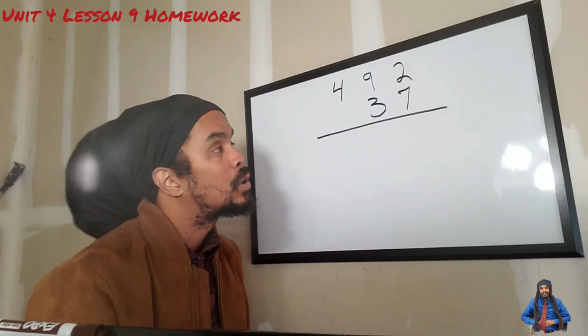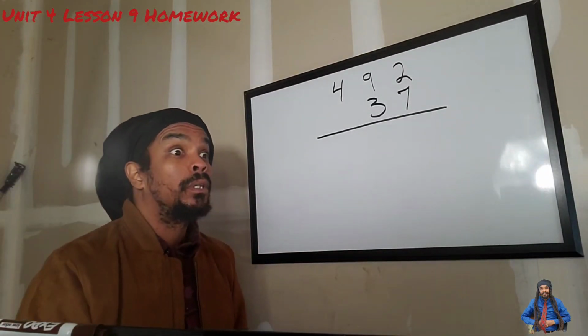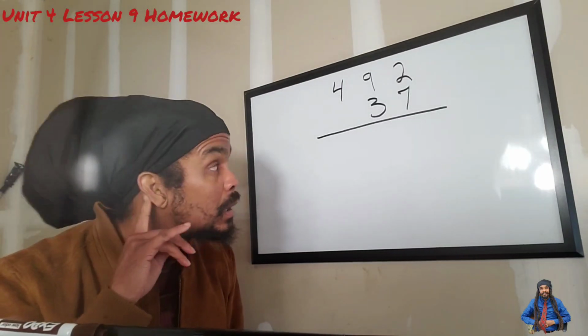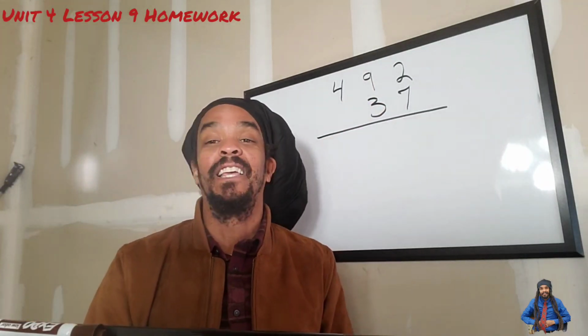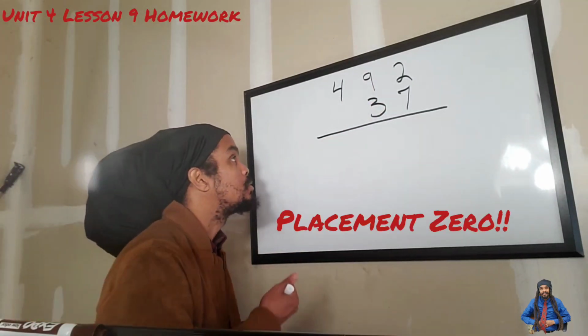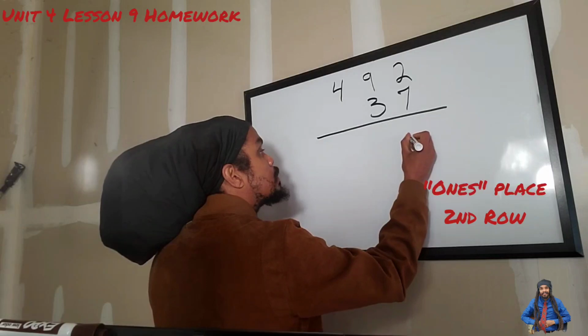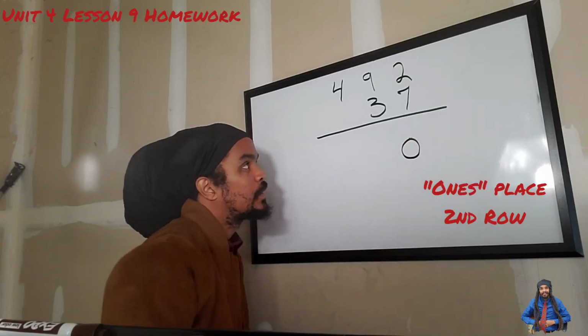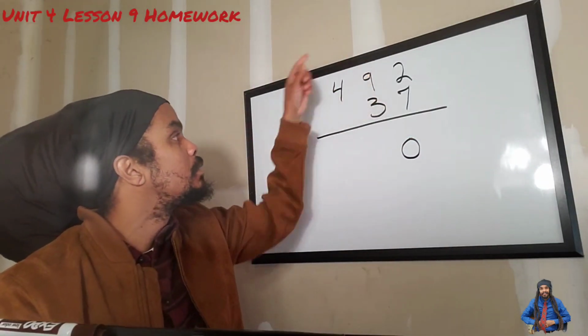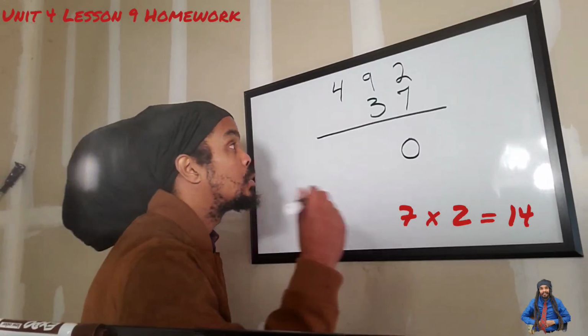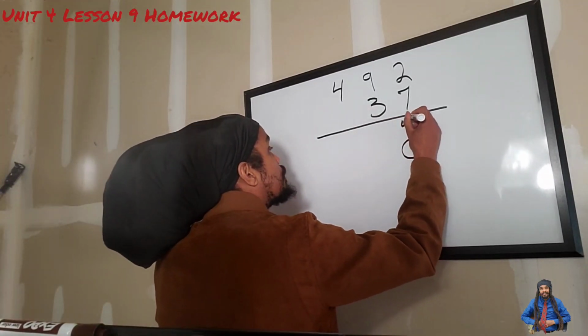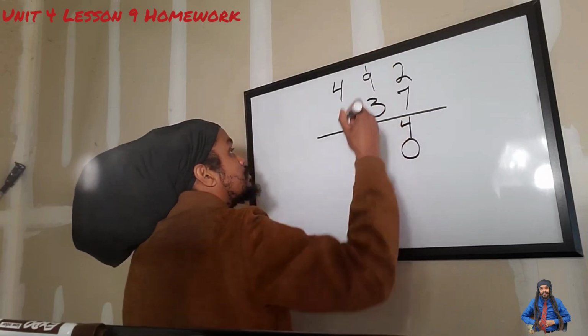All right. So let's do it. What's our first step? No, it is not 7 times 2. No, it's not. You need to put your placement zero in our ones place in our second row. All right, so now we're ready to get right into it. 7 times 2. You've been doing your web math minute. You know that's 14. Let's drop our 4, raise our 1.